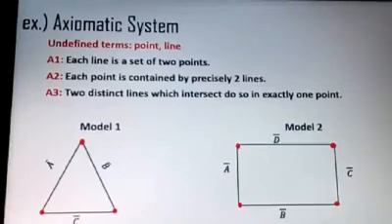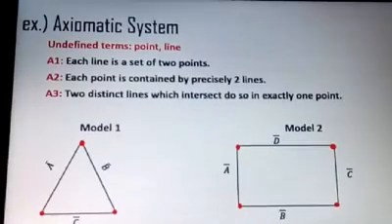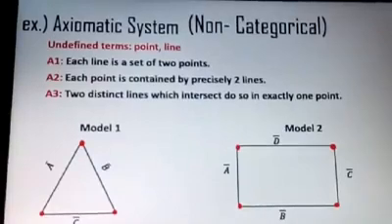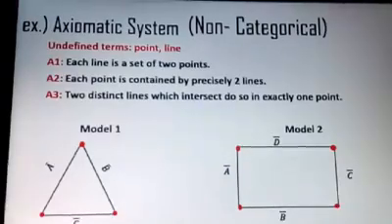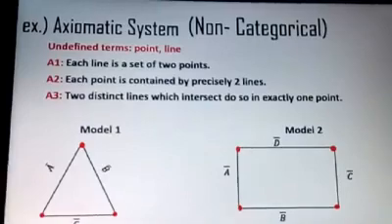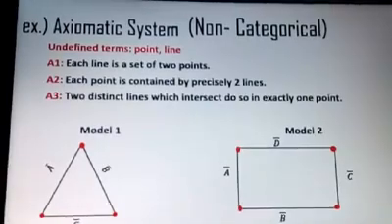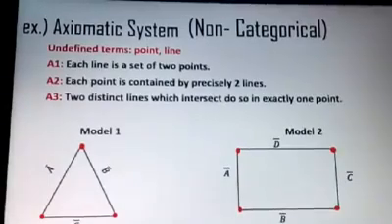Now we can use two models for these axioms, and we call them non-categorical. If the axioms only had one model, we can say that it is categorical. But since these axioms have two models, we call it non-categorical.